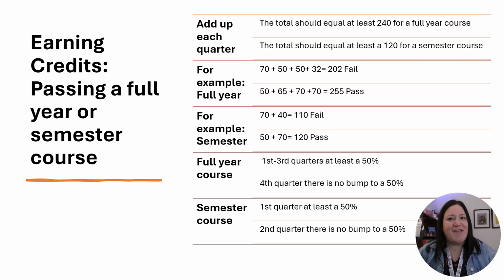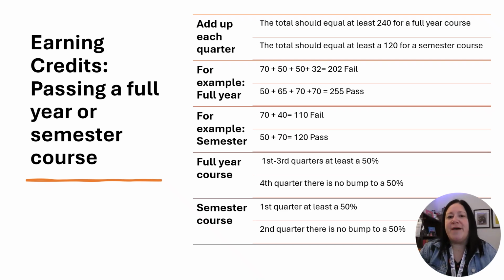So put on your math hats for a second. And if you're in a half year class, so something that only meets for 2 quarters or a semester, those classes you only need a total of 120 points because 120 divided by 2 quarters is 60. So you need that average of 60. So it's helpful to know this and keep this in mind as you're thinking about what it takes to pass a class. And there are some examples with math listed there to see if you're on pace.